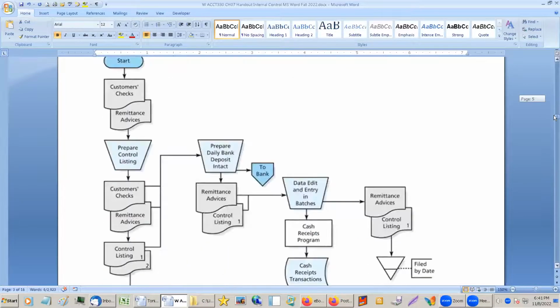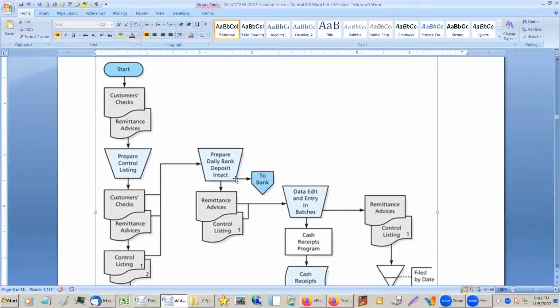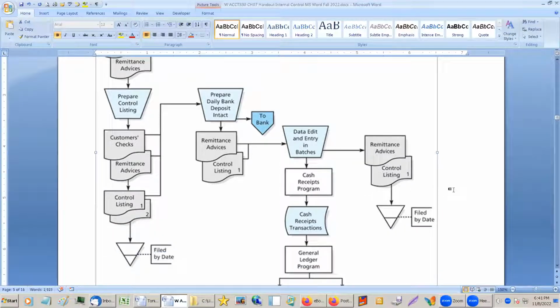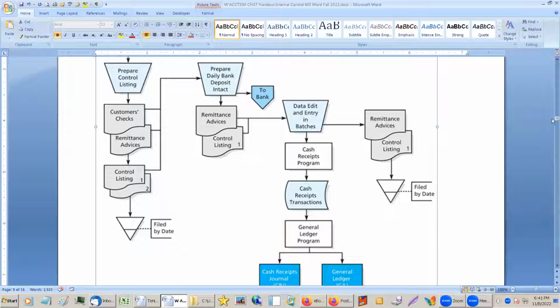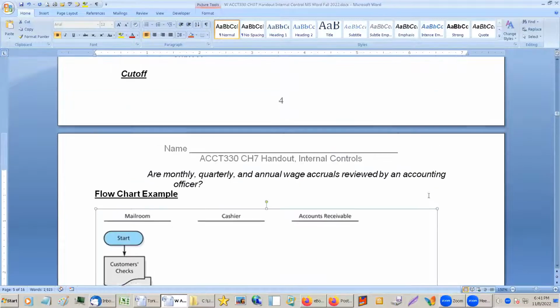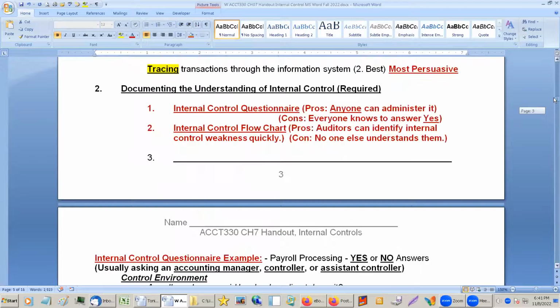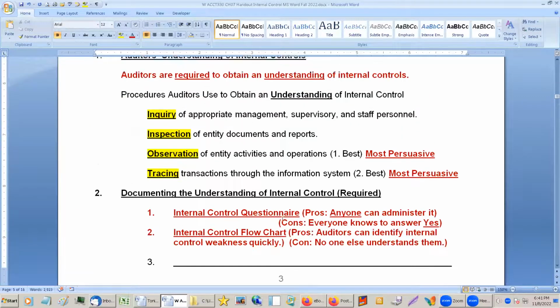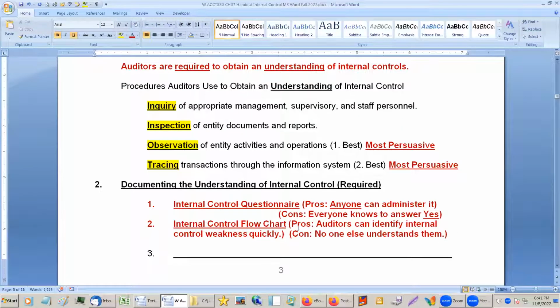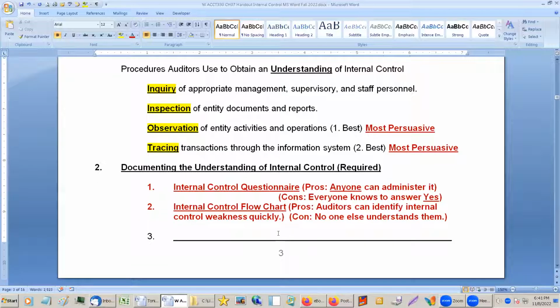You cannot take this usually and show it to somebody and say, is this right? They're going to look at it and say, I don't even know what that is. What is that? Is that a map to Pittsburgh or something? So the internal control flow chart is good for auditors. You can look and find the problems. The cons are that others don't look and understand.